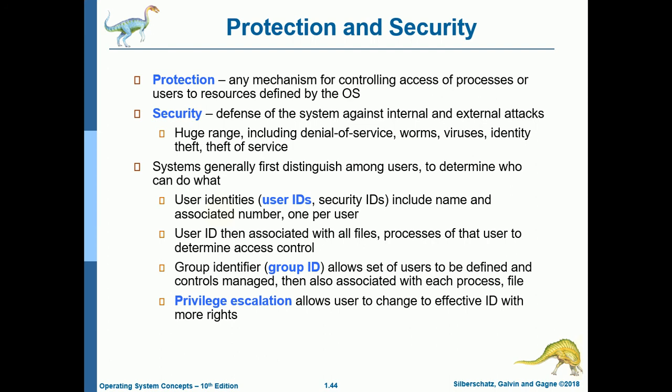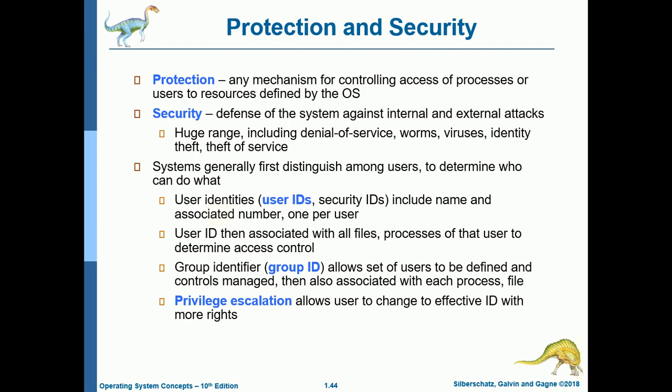So systems generally first distinguish among users to determine who can do what. User identities, such as user ID or security IDs, include a name and an associated number, one per user. So for the computer, if you have your name as your user ID, we have its name and associated number. The user ID is then associated with all files and processes of that user to determine access control. For example, if you're the administrator, you can install and uninstall software. So that is the admin rights.